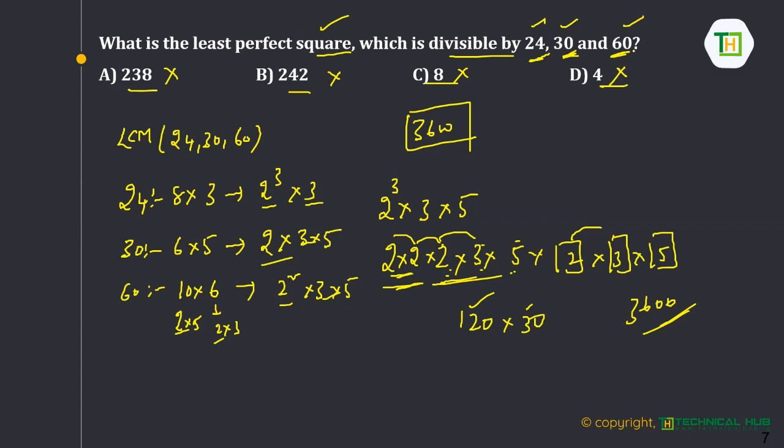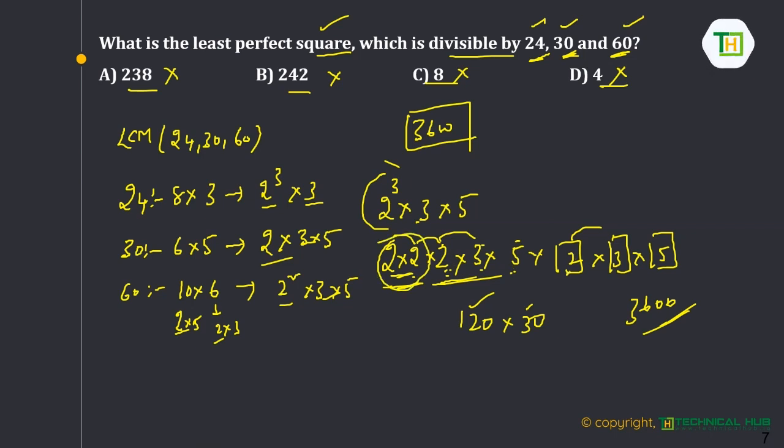So any number said to be a perfect square means I need that number to appear 2 times. If you calculate the LCM of 24, 30 and 60, 2 cube into 3 into 5 is there. So 2 cube is nothing but 2 into 2 into 2, and 3 into 5. So 2 into 2 is a perfect square. So I make 2 into 3 into 5 also perfect square.